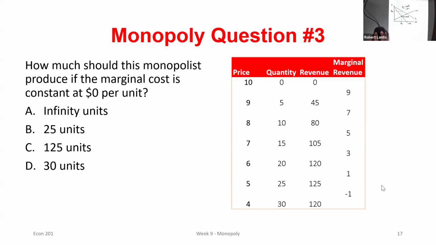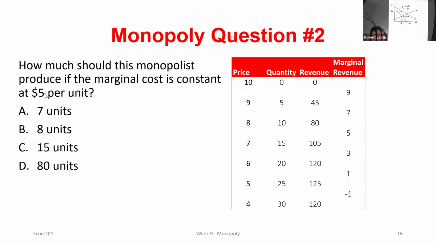So we know that they're always going to be choosing a quantity where marginal revenue is positive. It's just, what quantity will that be? Well, it depends on what the value of my marginal cost is, like in question 2 that we had there.